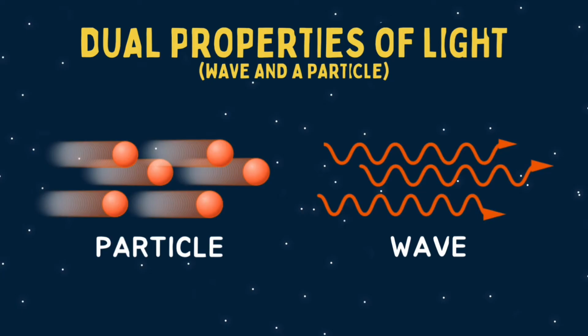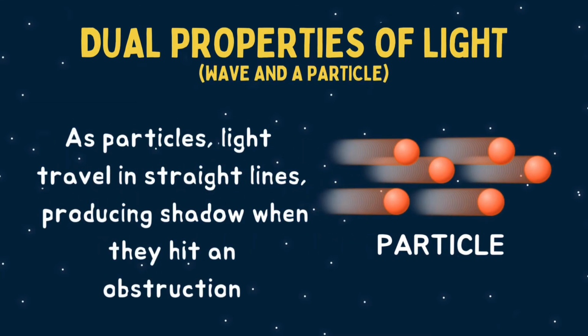Light can be quite tricky, so let me shed some light on its dual properties. Alright, so here's the deal. When light decides to act like tiny particles, it travels in straight lines. Para siyang sumusunod sa road signs. No detours or shortcuts. So kapag may obstructions tulad ng pader o anumang harang, nagpo-produce ito ng anino or shadows.